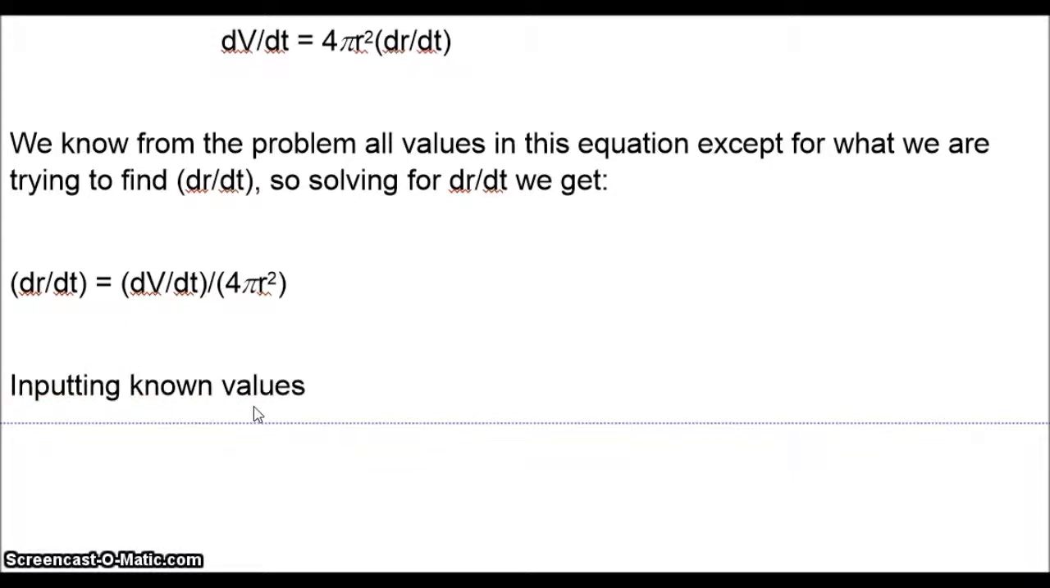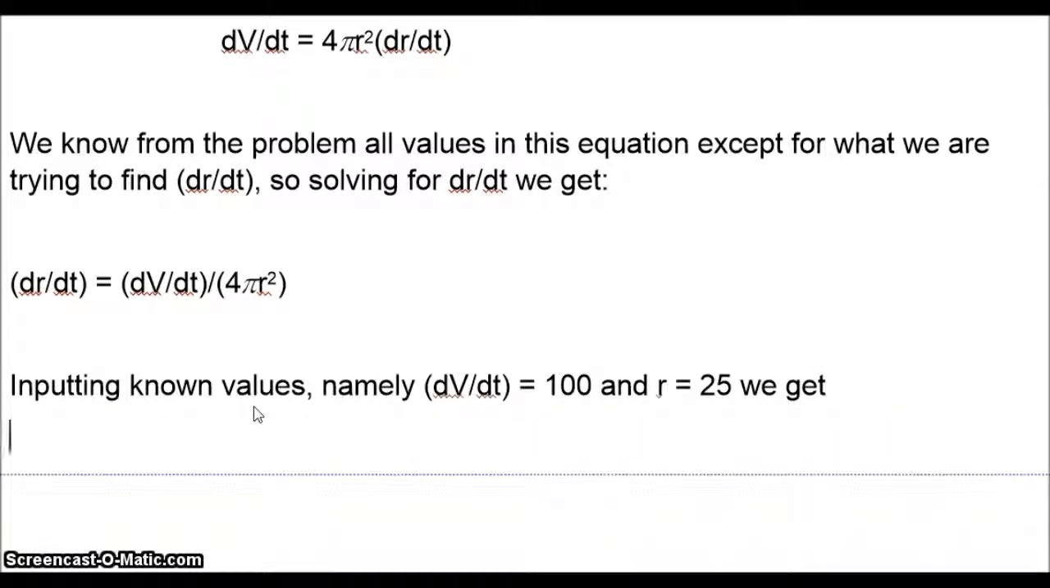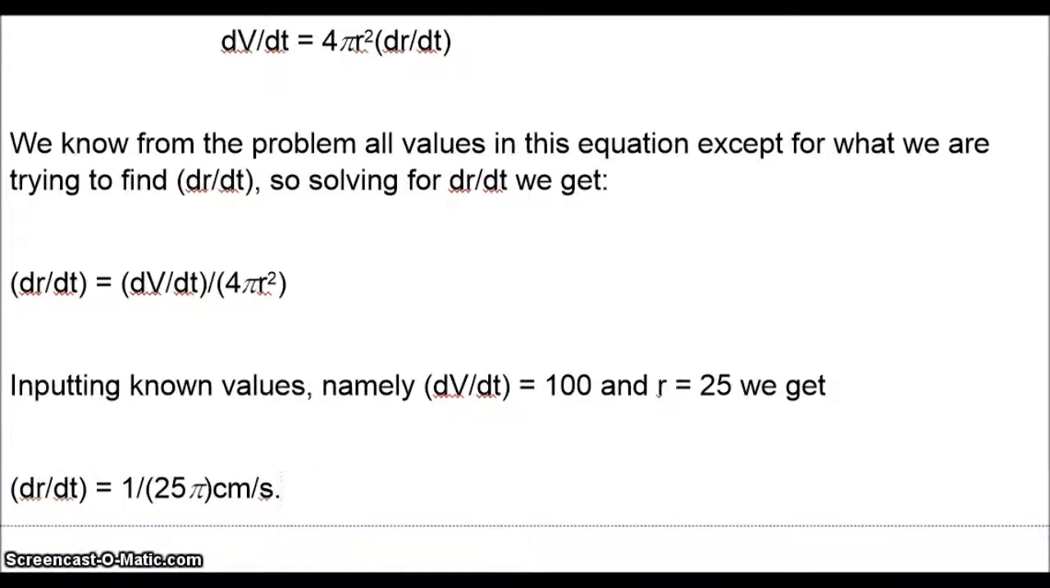That's solving for dr/dt, putting in the values we know, the 100 for dV/dt and 25 for r, and leaving everything in terms of pi. We're going to get a not very pretty but correct answer of 1 over 25 pi centimeters.